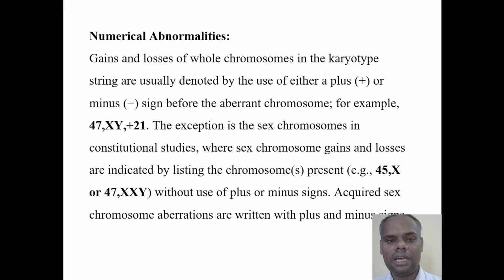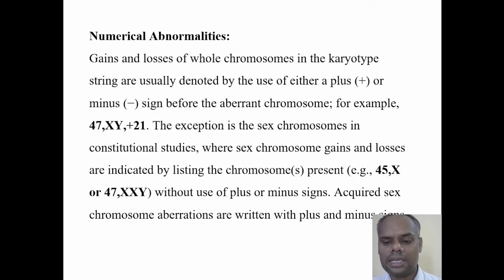Next are numerical abnormalities. If there is a gain or loss of a whole chromosome in the karyotype string, it is usually denoted by either a plus or a minus sign before the aberrant chromosome. For example, 47,XY,+21. The exception is sex chromosomes in constitutional studies, where sex chromosome gains or losses are indicated by listing the chromosomes present, for example, 45,X or 47,XXY, without use of a plus or minus sign.